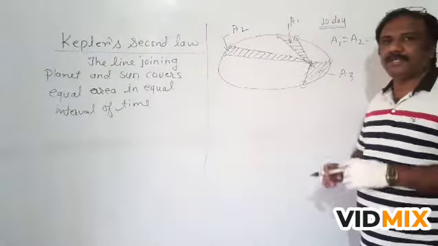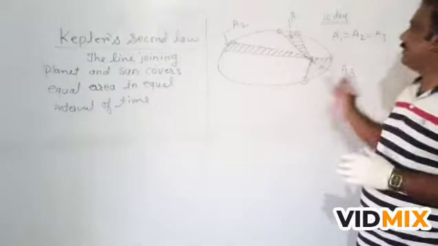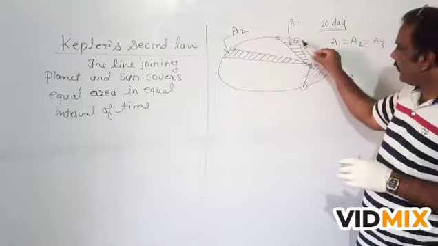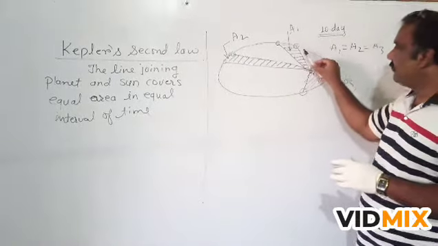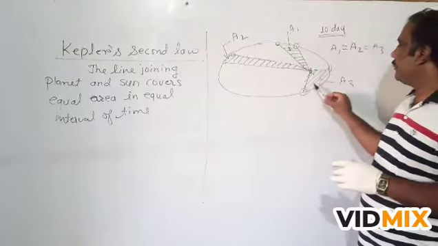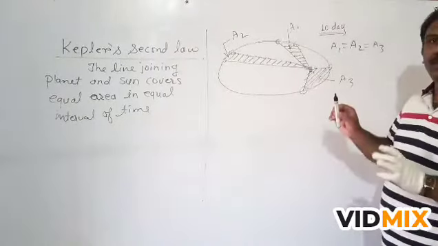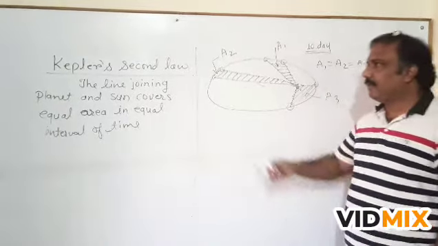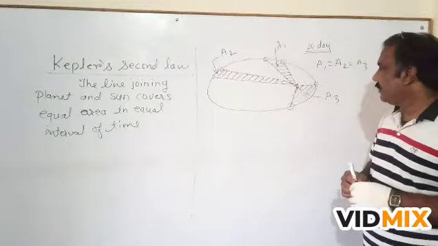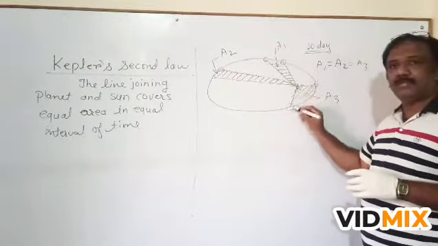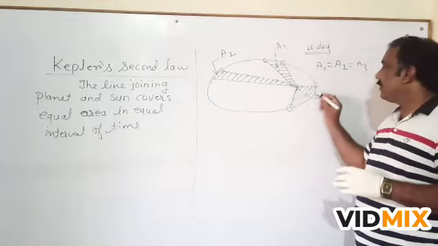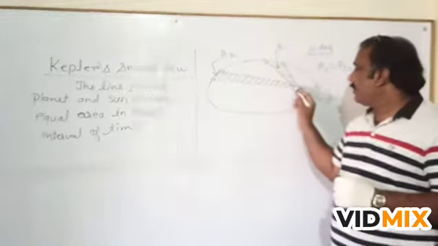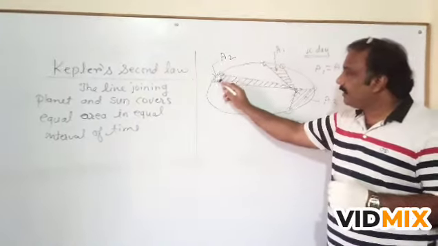So as we have considered equal time intervals of 10 days, the area swept by the line joining the planet and the sun is every time equal, that is A1 is equal to A2 is equal to A3. So this is Kepler's second law. Thus from Kepler's second law we can conclude that when the planet is closer to the sun, it covers greater distance, but when the planet is away or at a greater distance from the sun, it covers less distance.